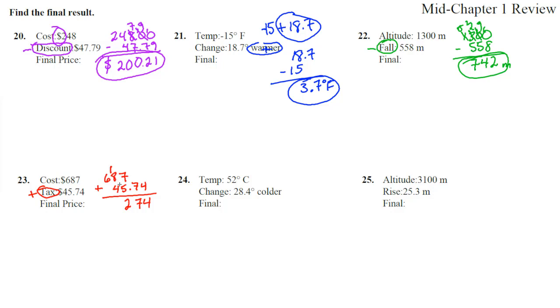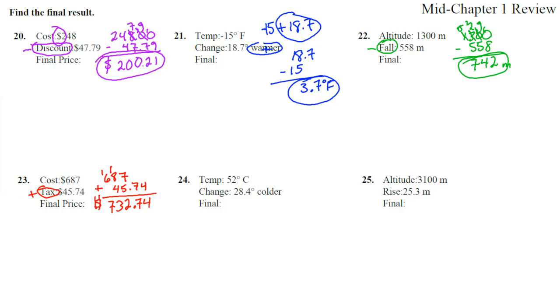1 plus 8 is 9. Plus 4 is 13. And then carry the 1. 1 plus 6 is 7. Decimal comes straight down, so it's a total final price of $732.74. Okay, next one, number 24.